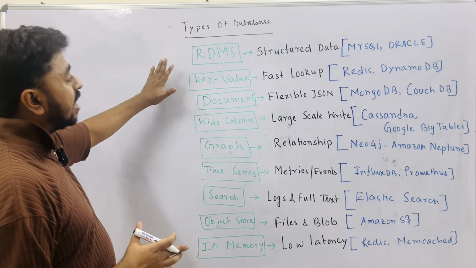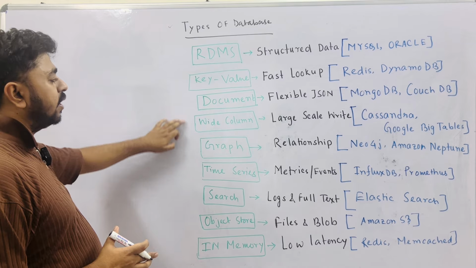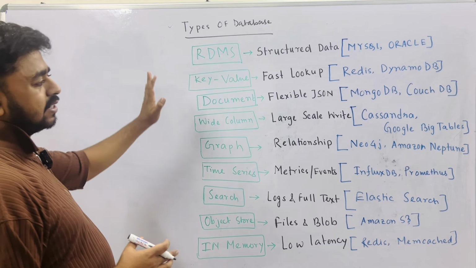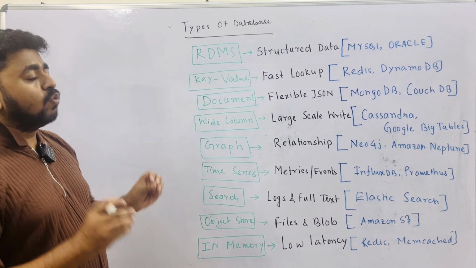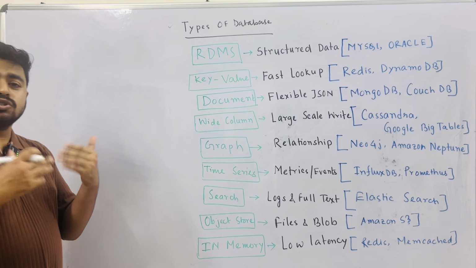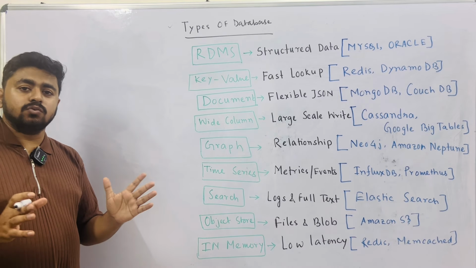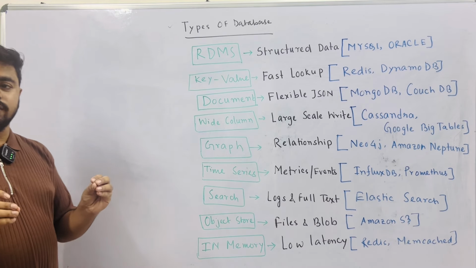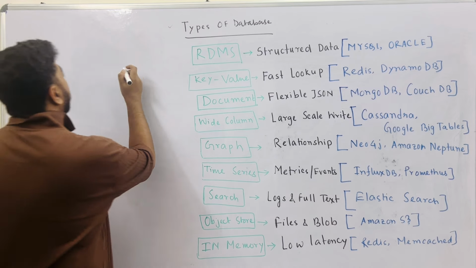So we have a couple of types of database. One is RDMS, you can see key value, document, wide column, graph, a lot of types of database are there. Choosing a database for your applications is the most important thing. If you choose a wrong type of database for your use cases, the application's performance will get heavily distorted. Now in the types of database, first we will come to RDMS.